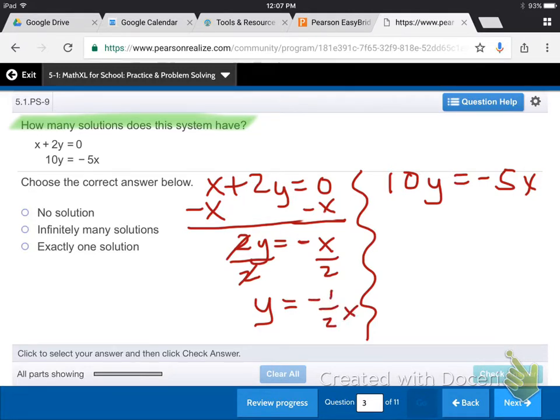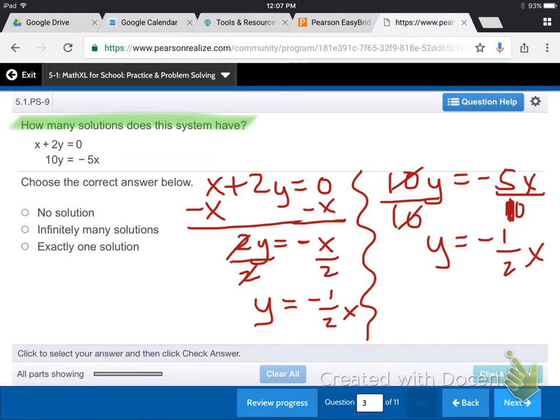Now let's come over here and do the same thing. We're going to divide by 10, so we can solve for y. 10's cancel, and that leaves us with y, and that's what we're trying to get. And then if we divide -5 by 10, that's -1/2 x.